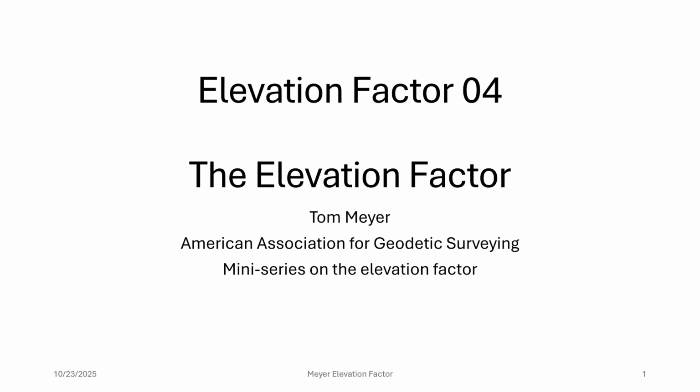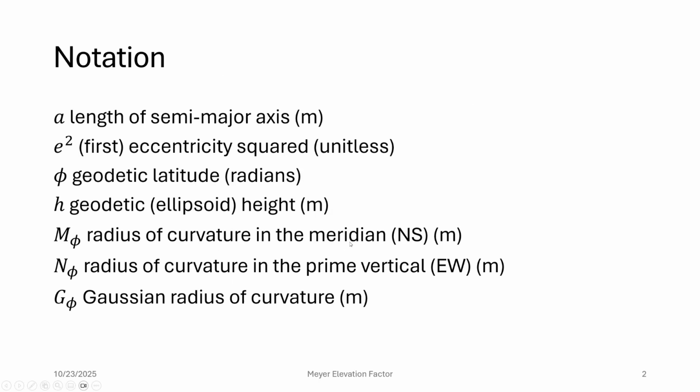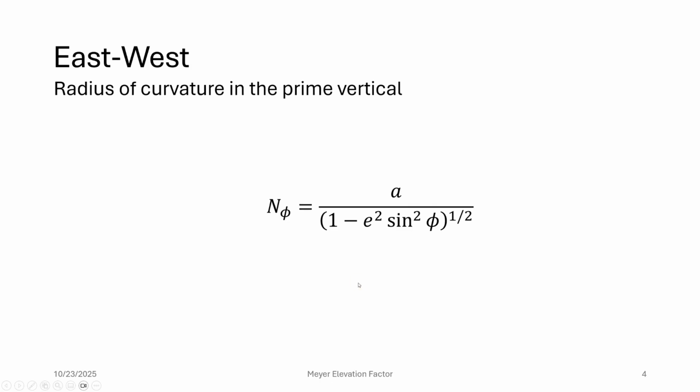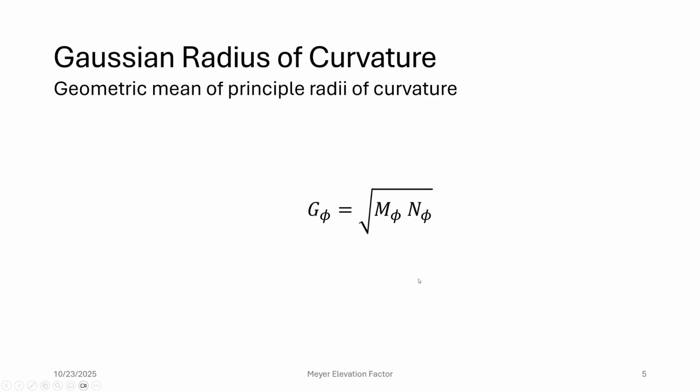My name is Tom Meyer, and here's the notation for the formulas that we have developed up to this point. I put this up here for your reference. Likewise, here's the formula for the north-south radius of curvature. Here's the east-west radius of curvature, and that's the Gaussian radius of curvature.